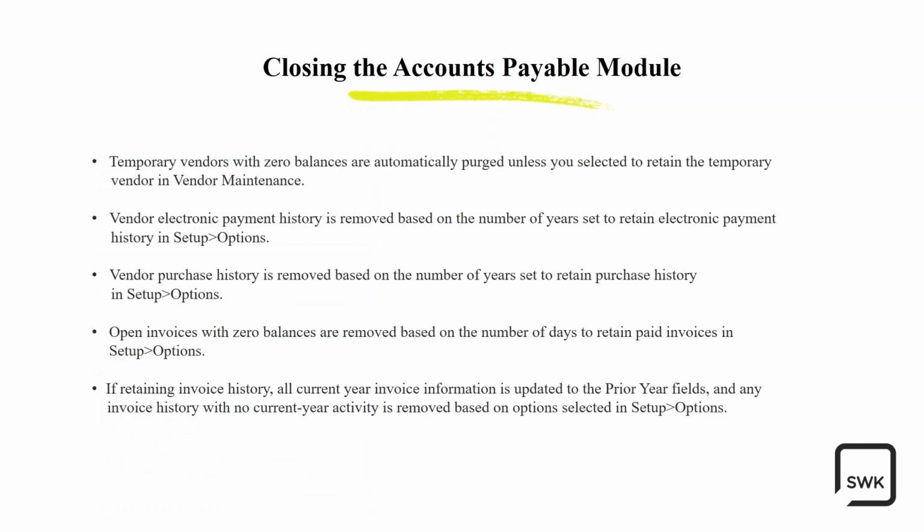Once period end processing is complete, temporary vendors are purged, vendor electronic payment history is removed, the vendor purchase history is removed, open invoices with zero balances are removed, and if you're retaining current history, all current invoices are updated to the prior year fields, and any history with no current year activity is removed based on your setup. So it's vitally important that you make sure that your setup options are set to the correct number of years or days in order for you to keep the information that you want.